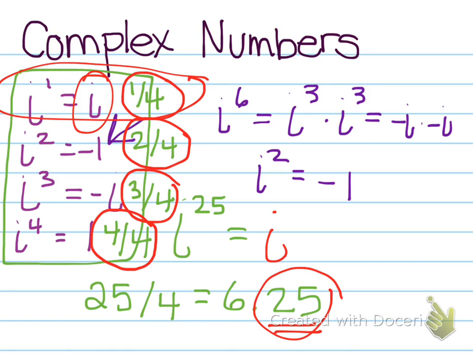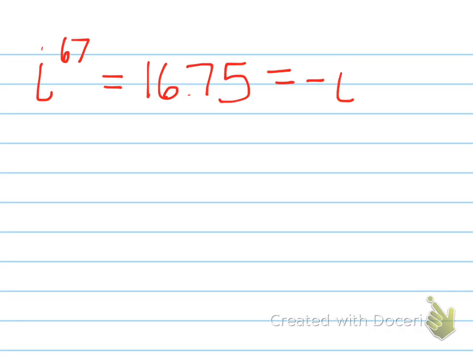Let's look at another example because I know that was a lot. If I said i to the 67, then 67 divided by 4 is 16.75. That means it's going to go through that cycle 16 full times and then stop 3/4 of the way down. So i to the 67 equals -i.